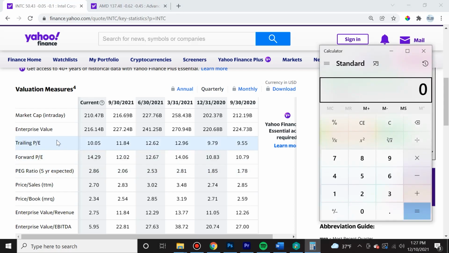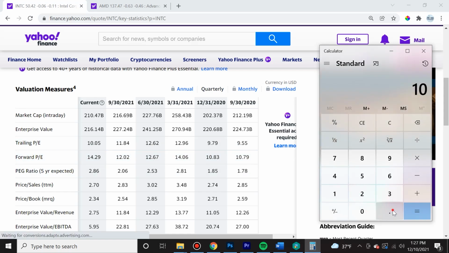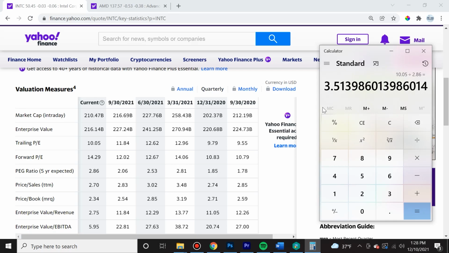So bear with me, this is an extra step just in case you're curious how this is done. For Intel, we could take 10.05, which is their trailing PE. We can divide it by the PEG ratio, so divided by 2.86. And you will see 3.5 here. And this is a whole number percent, so you don't have to move the decimal point over. You just see that the expected 5-year growth is 3.5% based on projections.